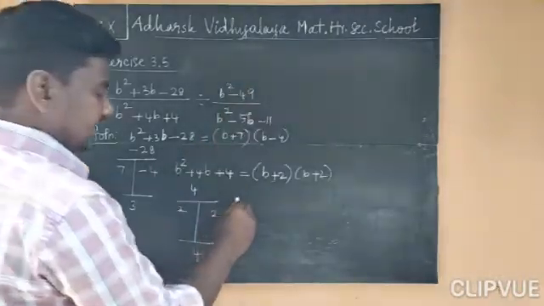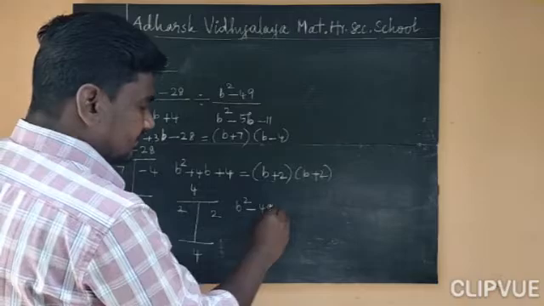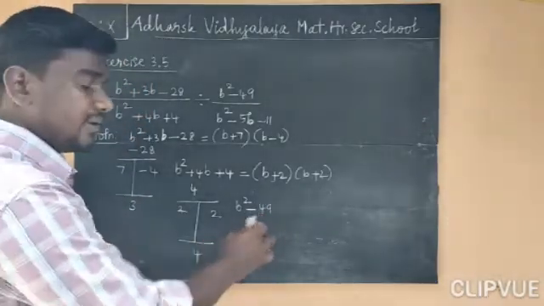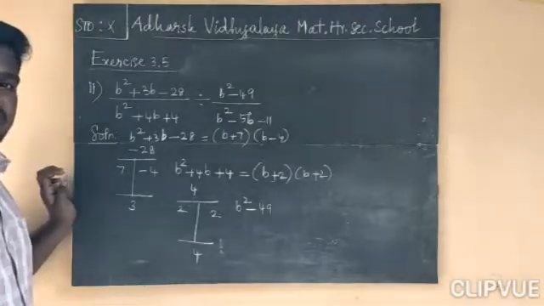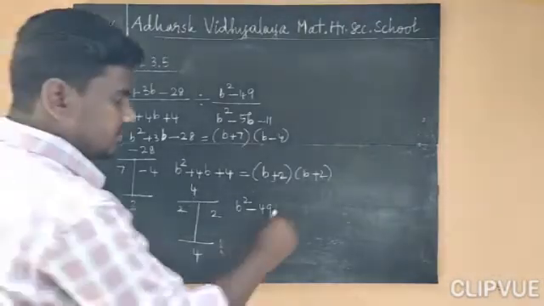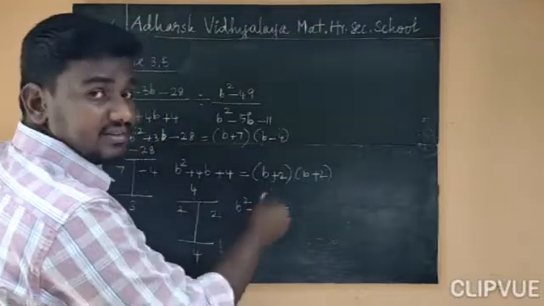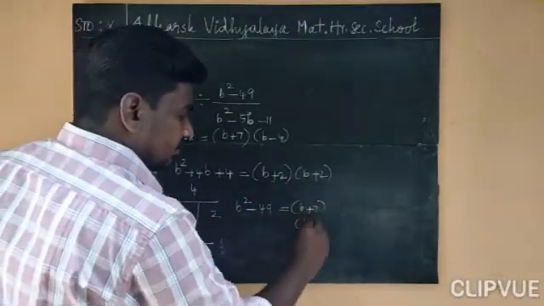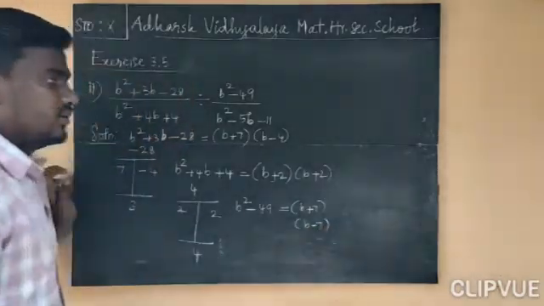Move to the third one, that is b square minus 49. It is in the form of an algebraic identity. That means the a square minus b square form. So a square minus b square is equal to a plus b into a minus b. Here 7 is the number, that is 7 square. So it can be written as b plus 7 into b minus 7. These are the two factors.